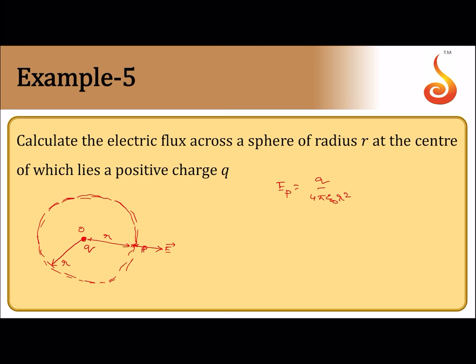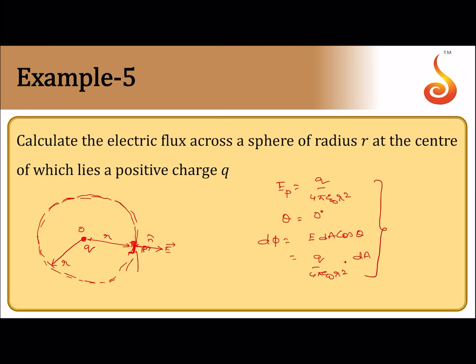Now, this is my surface over here. What is the normal to the surface? It will also be outward, n cap. So, my area vector dA and my electric field E bar are both in the same direction. Therefore, what is the angle theta between dA bar and E bar? It will be 0 degrees. Therefore, my d phi is equal to E into dA into cos theta, which is q by 4 pi epsilon naught r squared into dA, into cos theta, which is 1.